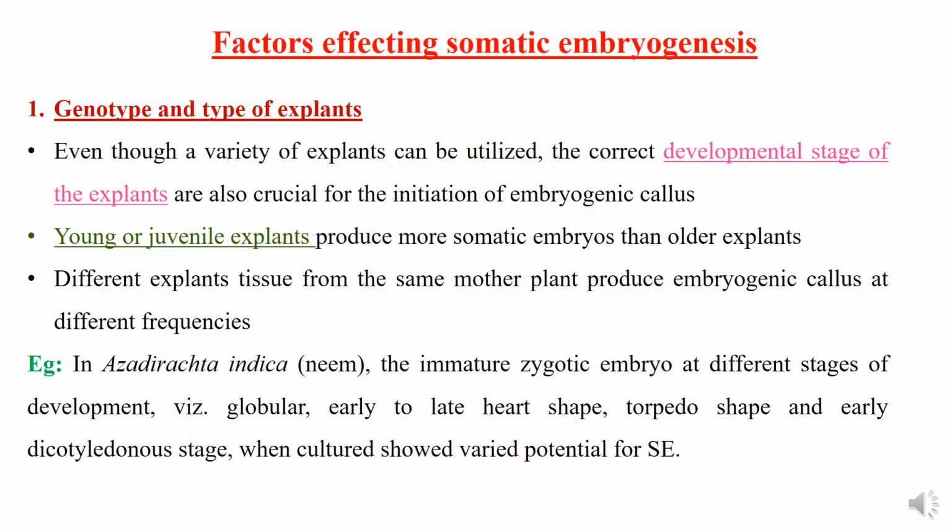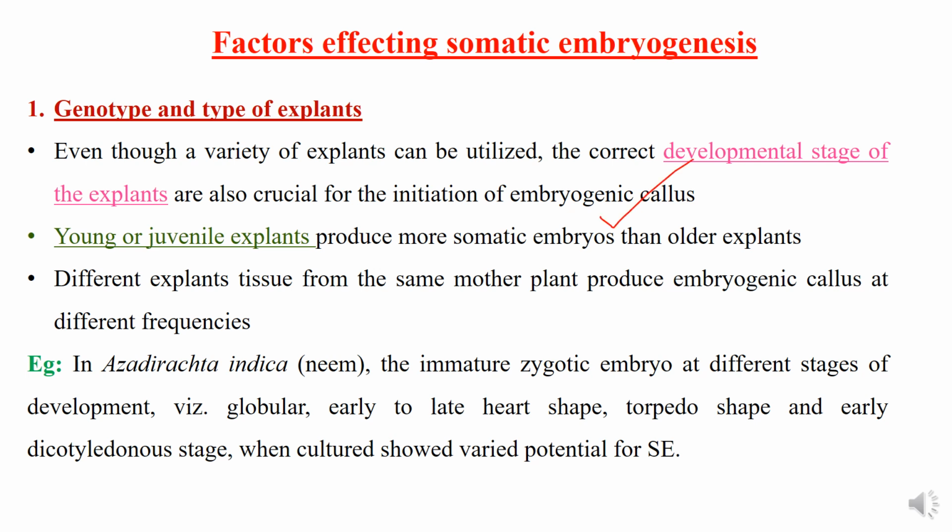Then coming to the different factors capable of influencing somatic embryogenesis. Of course, any process will be influenced by many factors. Similarly, somatic embryogenesis will also be influenced by different factors. The first one is the genotype and type of explant, that is, which type of explant we are going to use for somatic embryogenesis. Even though a variety of explants can be utilized for inducing somatic embryogenesis, the correct developmental stage of the explant is crucial for initiation of this embryogenic callus.